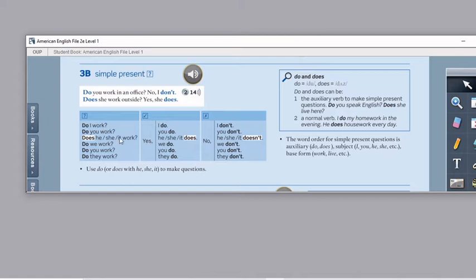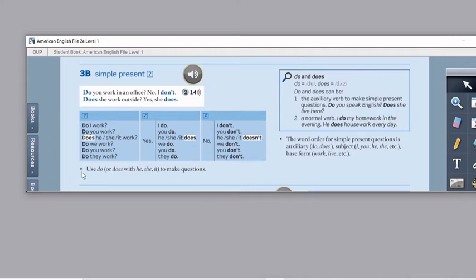And the verb goes normal. Then the two possible answers are yes or no. Look at the conjugation. You use do or don't, but if it's a man, a woman, or a thing, you use does. Or doesn't, if it's a man, woman, or a thing. He, she, it doesn't. He, she, it does.